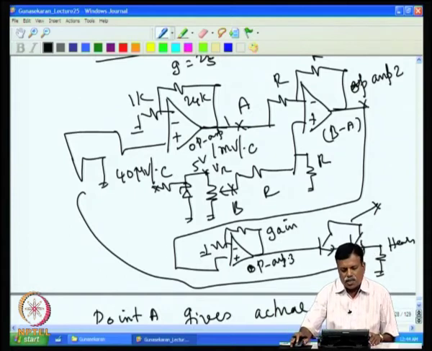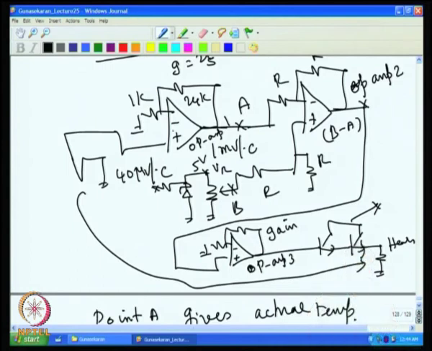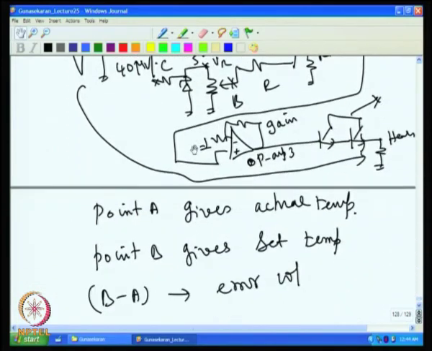Now, stage 1 handles the lowest signal, that is, a 40 microvolt input is actually applied to the input. So, the offset voltage drift of op amp 1 is a serious concern.